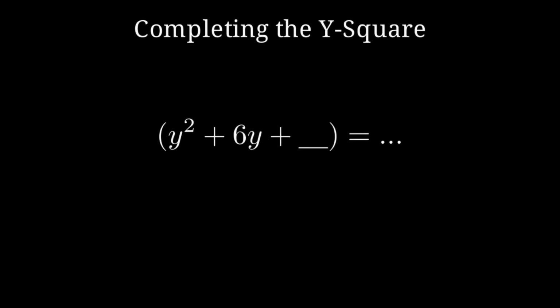Now for the y terms. The coefficient is 6. Half of 6 is 3, and 3 squared is 9. We add 9 to both sides. Notice how the right side of our equation is growing as we balance these additions.